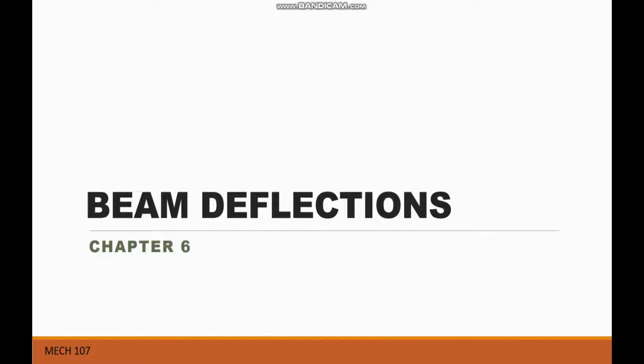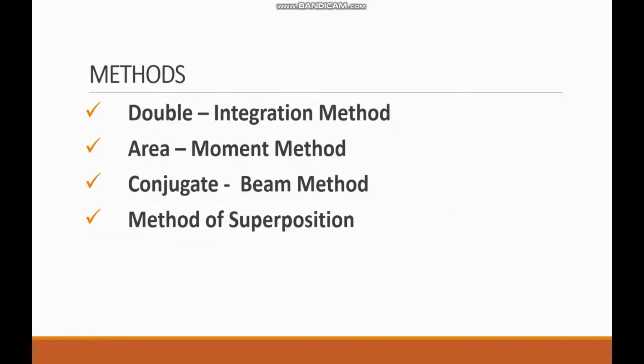So there are several methods available for determining beam deflections. We have four methods. First one is the double integration method, in which dito tayo magfo-focus talaga sa video lecture na to. Next is the area moment method. We also have the conjugate beam method and the method of superposition. So this video lecture will mainly focus on the double integration method.